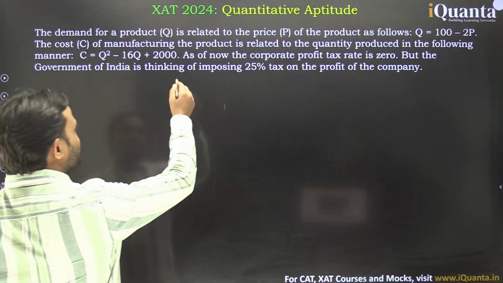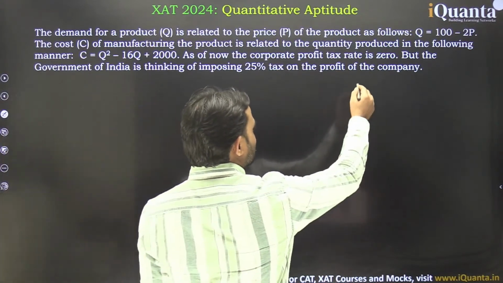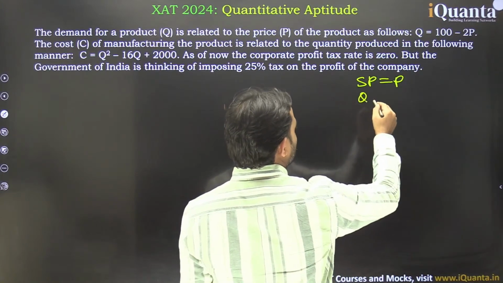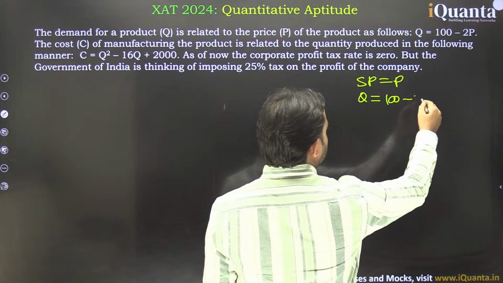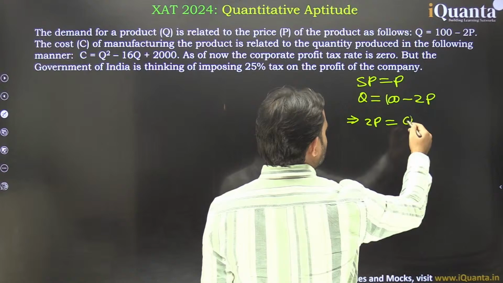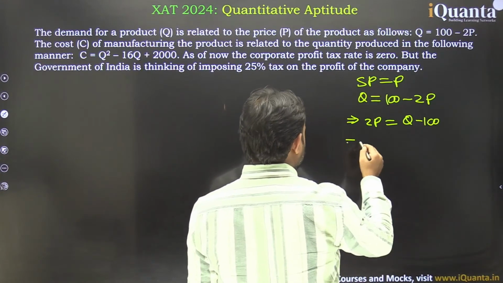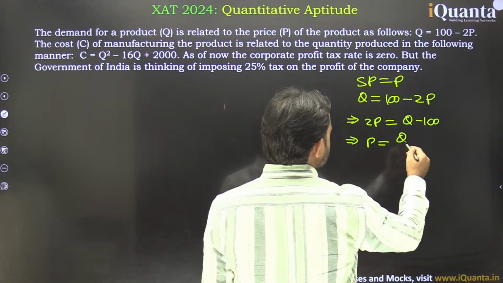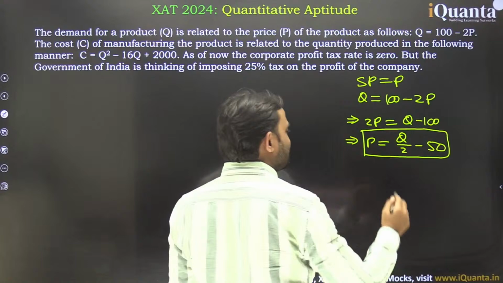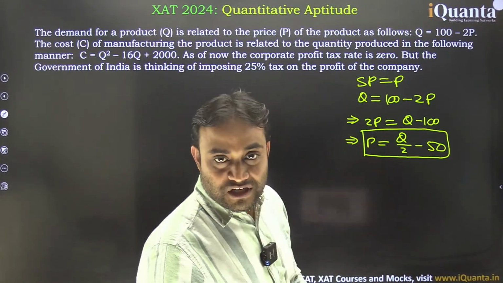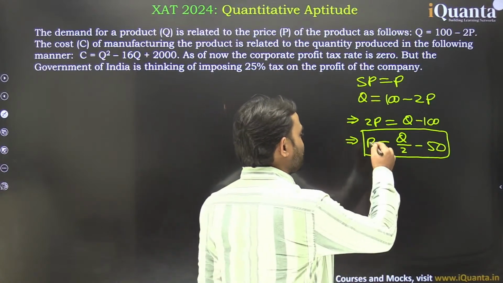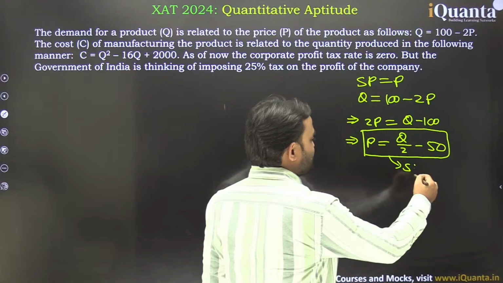So SP is equal to P. This is what we know. SP, selling price, is equal to P. And it's given that Q is equal to 100 minus 2P, or we can say 2P is equal to Q minus 100, or we can say P is equal to Q by 2 minus 50. Okay, this is our selling price as per number of products. Based on how many products have been manufactured, this is my selling price. This is how we find selling price.